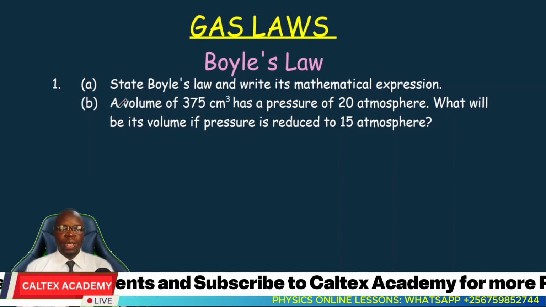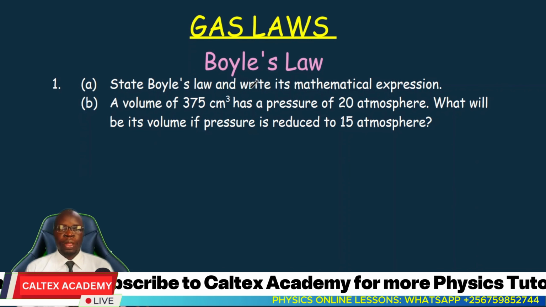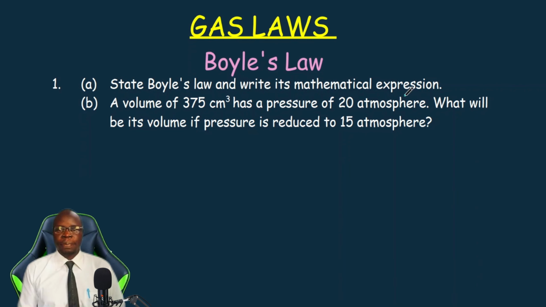So our question 1 says, state Boyle's law and write its mathematical expression. Now from here, anything to do with mathematical expression is always followed by some calculation. We need to state this law and derive its mathematical expression, and we shall use that expression to solve part B of this question, which says a volume of 375 cubic centimeter has a pressure of 20 atmosphere. What will be its volume if pressure is reduced to 15 atmosphere?